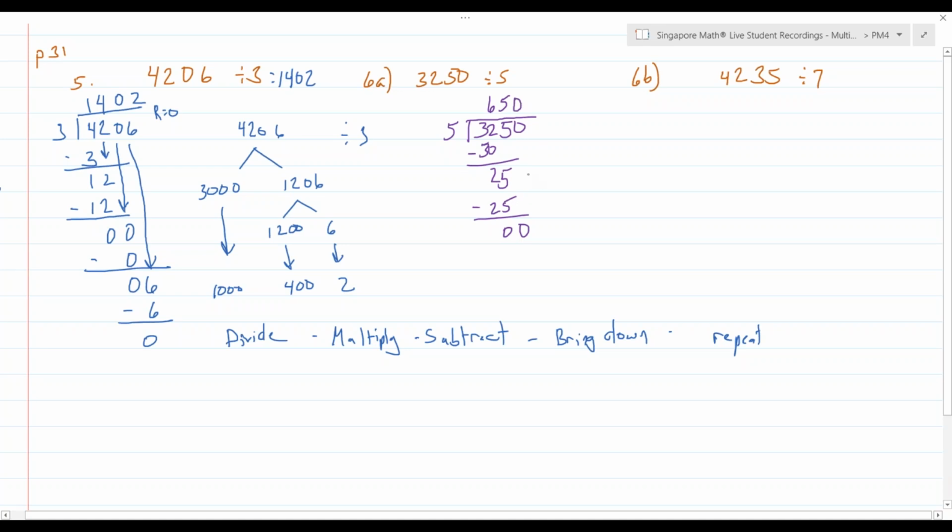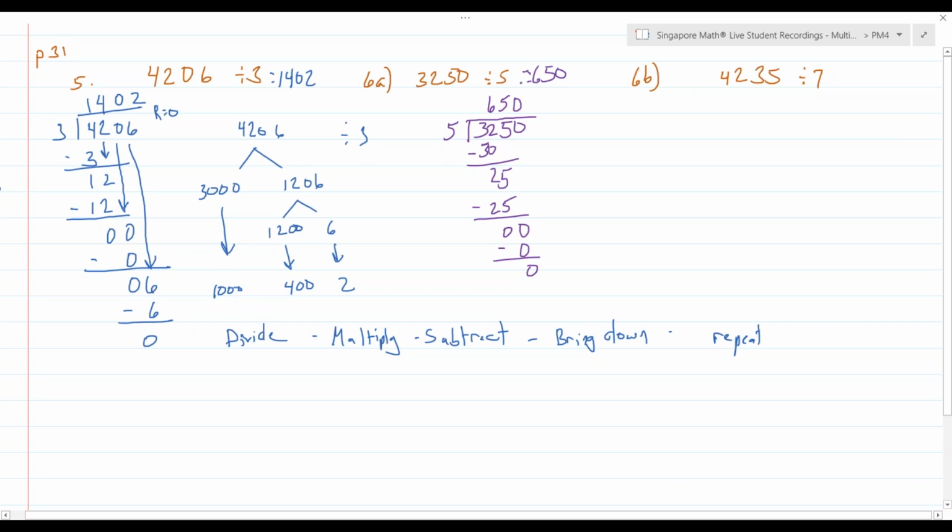0 divided by 5 is 0. 0 times 5 is 0. 0 subtract 0 is 0. You don't exactly have to do that last step as long as you recognize that 650 is the answer, not 65.